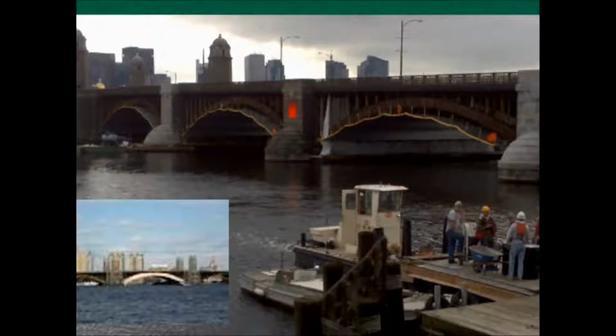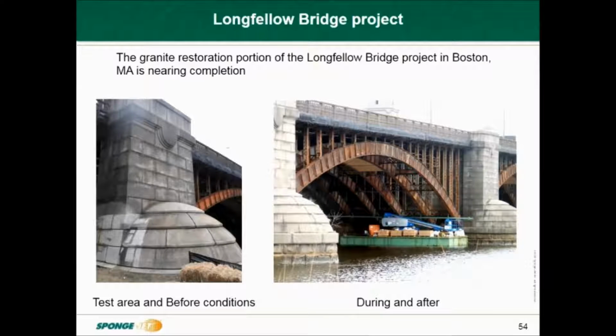In the summer of 2013, the work started on this $255 million project to replace structural elements and restore the bridge's historical character. Sponge and abrasive blasting system was chosen by United Stone, the contractor. They won the bid to clean the large granite blocks.